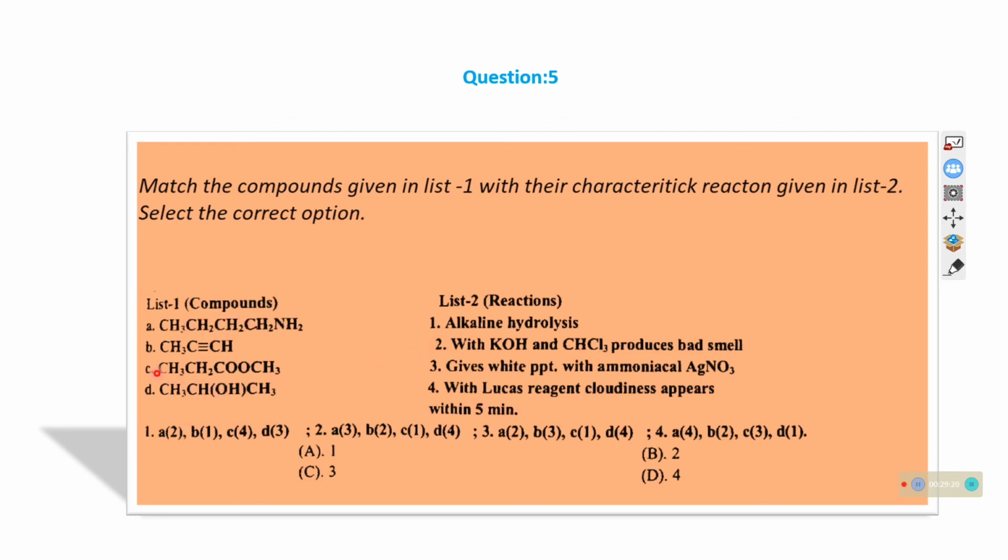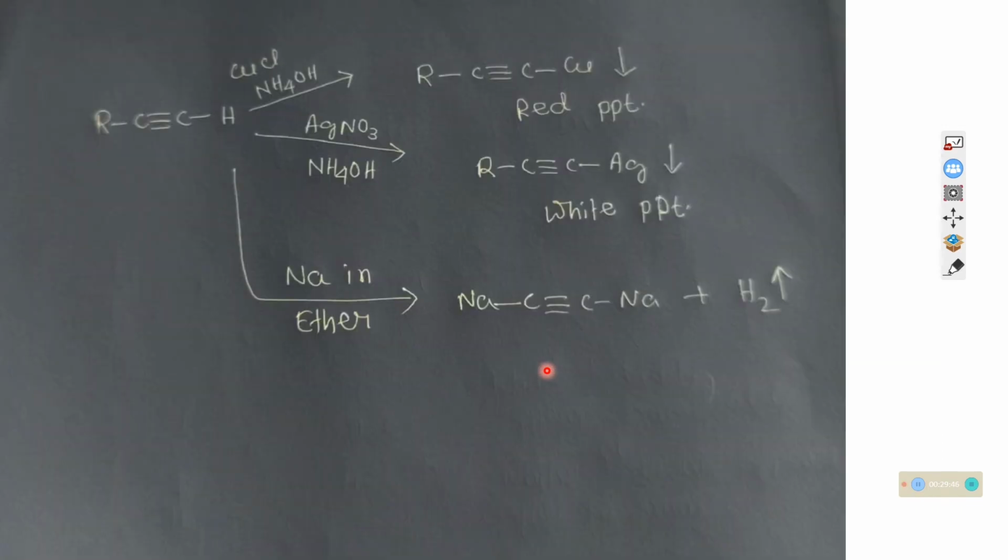Now we all know that this ester should be matched with alkaline hydrolysis. In presence of alkali, ester hydrolyzes to alcohol and carboxylic acid. Now B, acetylene, only one option remains: 3, gives white precipitate with ammoniacal AgNO3. This is a functional group test, the terminal alkyne test.